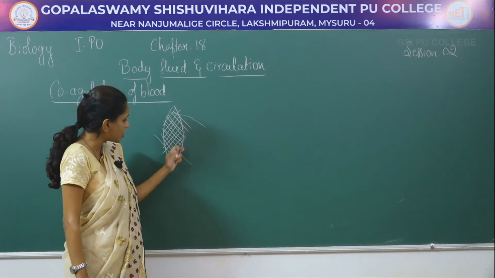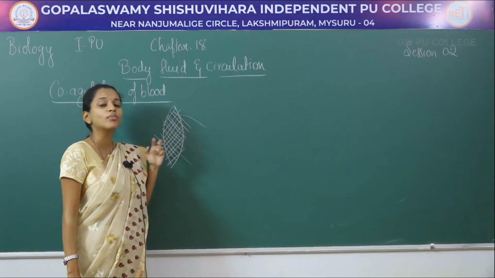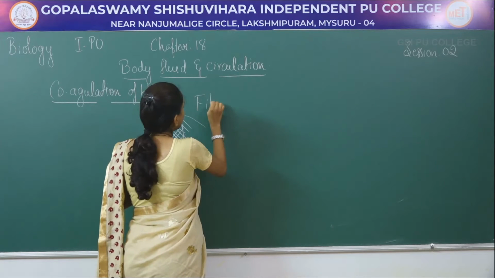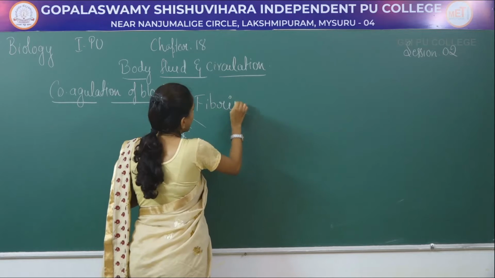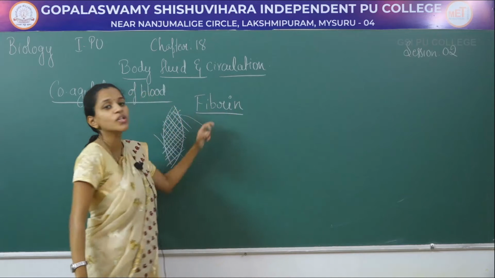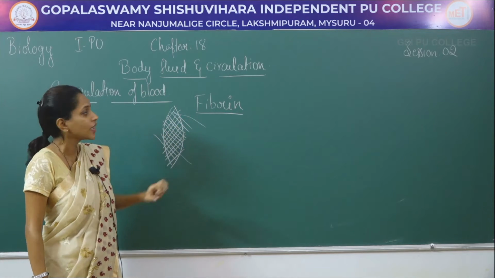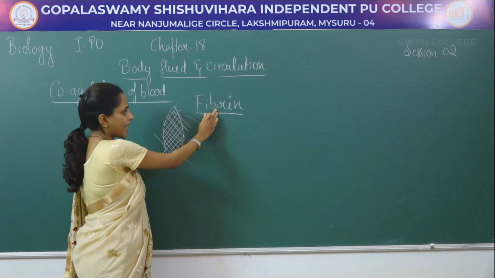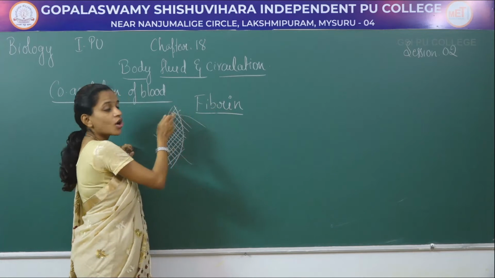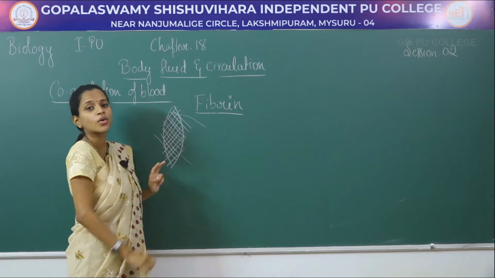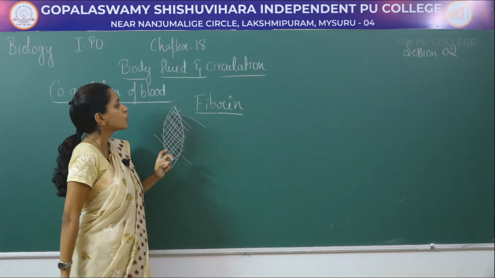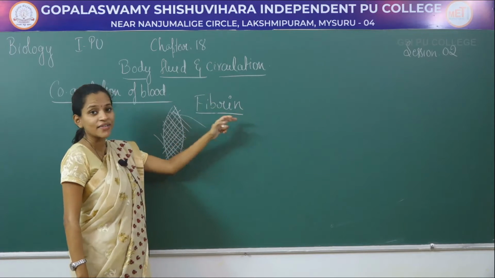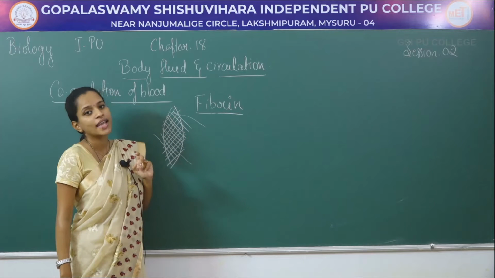Who forms this network? In blood plasma, there is a component called fibrin. Fibrin is the component which forms this network. It will be in its inactive form, because it is not necessary when there is no cut or opening in the body. It gets activated only when there is a tear or cut.